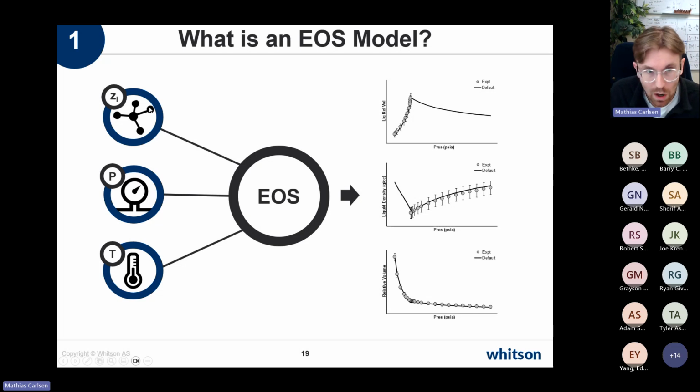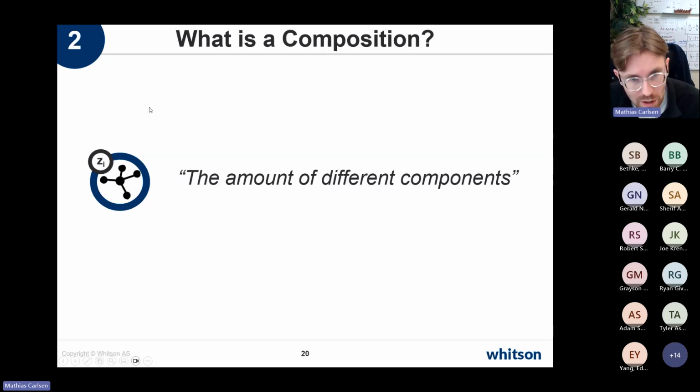And I want to double click on this item called composition, because it is a word I remember well. I was one of Curtis Whitson's students back in the day, and I hadn't done chemistry since high school. So when I was in his classes, every time he mentioned this word composition, I got so confused, and I couldn't remember the last part of the sentence. But what is a composition?